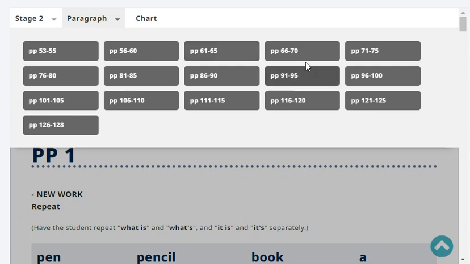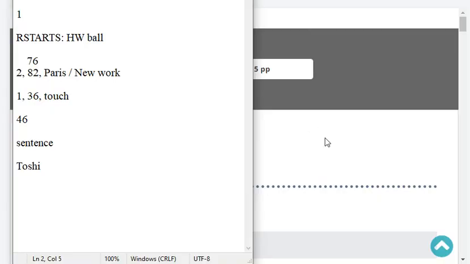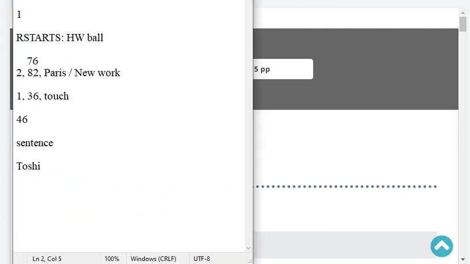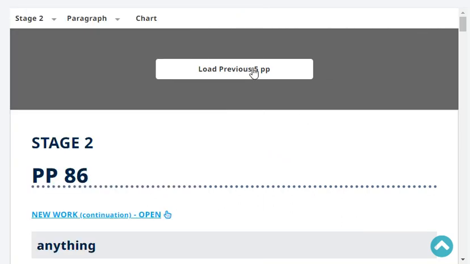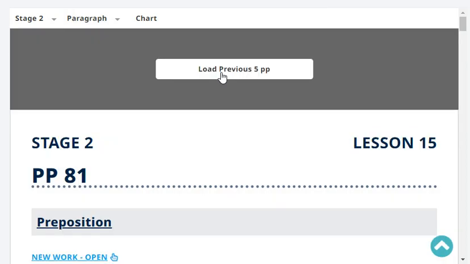Stage 2, paragraph page 86. And our last headword was Paris, New York type of lesson. Okay, so let's go to page 82. Our last headword was Paris. So let's start with revision.